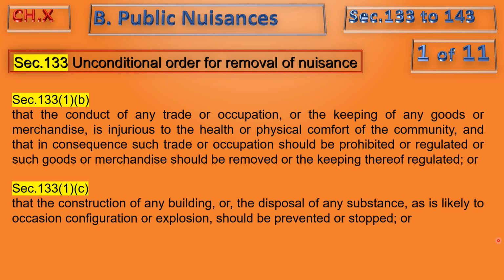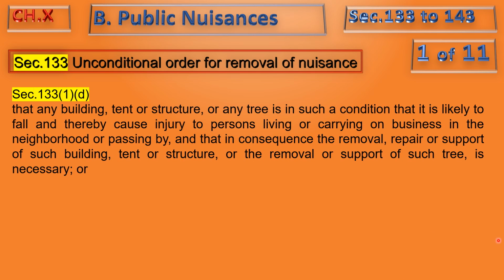Clause D says that any building, tent, or structure or any tree is in such condition that it is likely to fall and thereby cause injury to persons living or carrying on business in the neighborhood or passing by, and that in consequence the removal, repair, or support of such building, tent, or structure, or the removal or support of such tree is necessary. So this is also a nuisance if we see there is an old building or a tree which is on the verge of falling. Either we can ask the government through this that it should be supported, it should be repaired, or it should be removed.